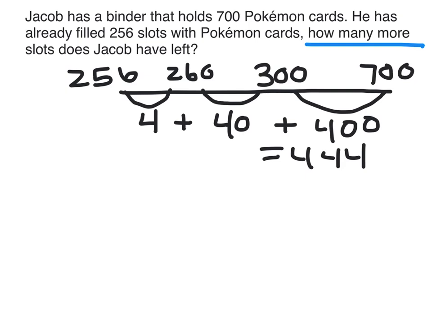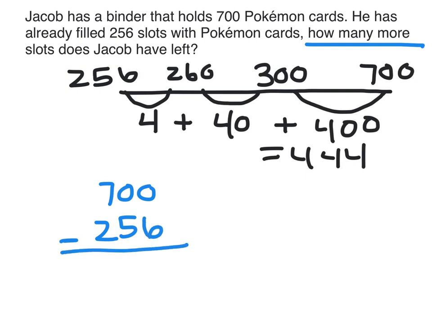Let's go ahead and solve this with an algorithm. I'm going to put my 700 on the top, and I am going to subtract 256 from that. So let's look at this. 0 minus 6, is that possible? No, that's not going to be possible. So we're going to have to look next door. What do we see next door? We see that that is a 0.